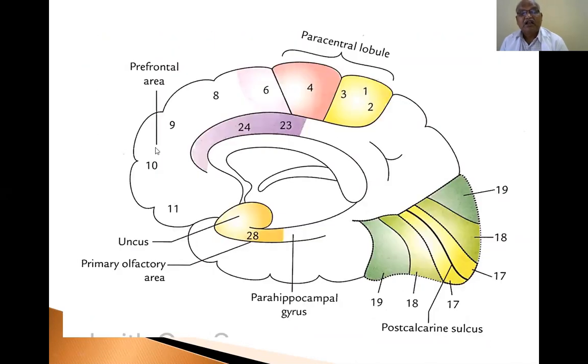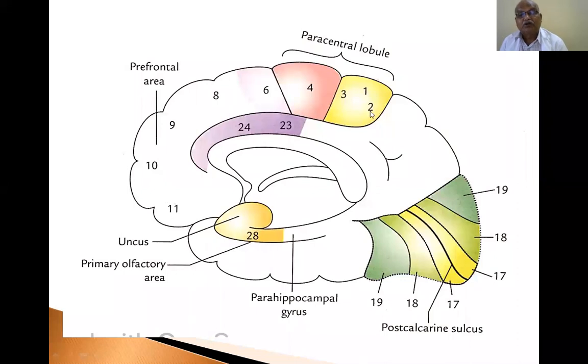Now this is the naming of the areas. Area 1, 2, 3, 4, 6, 8, 24, 23, 28, 19, 18, 17, like that he has given on the medial surface of the cerebral hemisphere. These are all areas with different functions. Area 10 function is different. Area 11 function is different.